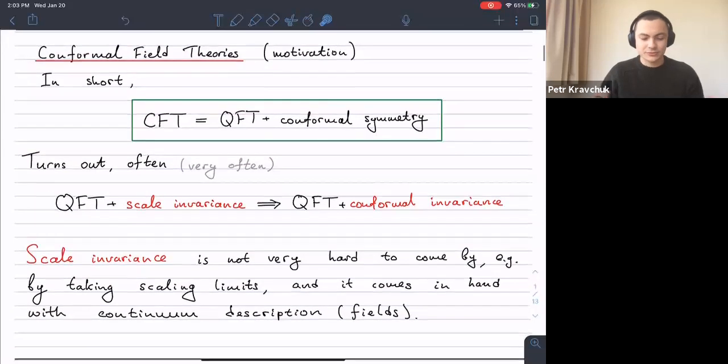Now, let me start with some motivation. As you might guess, conformal bootstrap is about conformal field theories. So I want to discuss quickly why we care about conformal field theories at all. In short, conformal field theories are quantum field theories with conformal symmetry. Conformal transformations are transformations of spacetime which locally look like rescalings and Lorentz transformations, or rescalings and rotations in Euclidean signature.